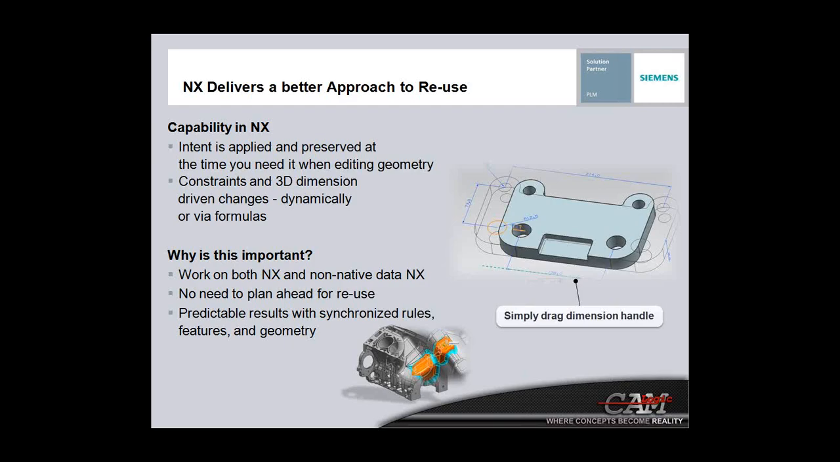With synchronous technology in NX, you can create designs in a more natural and simplified way. You can add constraints whenever and wherever you want, but they're not required. There's no need to pre-plan designs or spend time worrying about the model's future use. When modifying a model, simply select and drag or edit the shape. The intent is applied and preserved at the time you need it when editing the geometry.